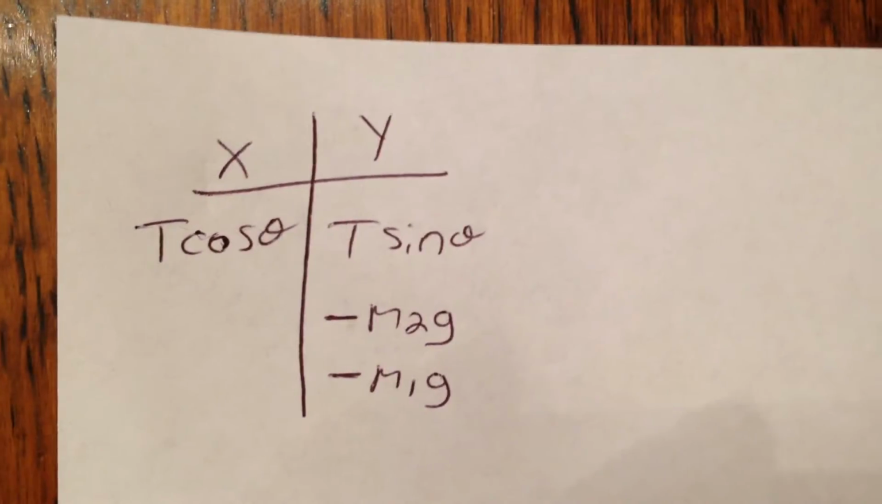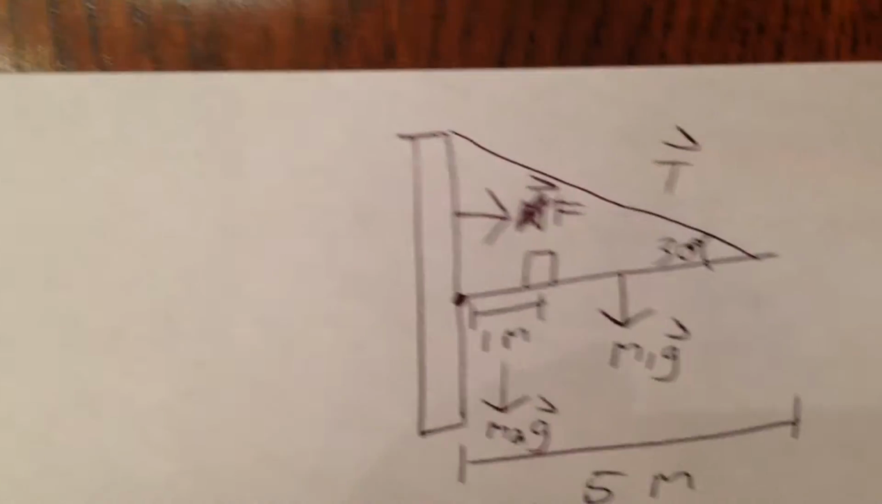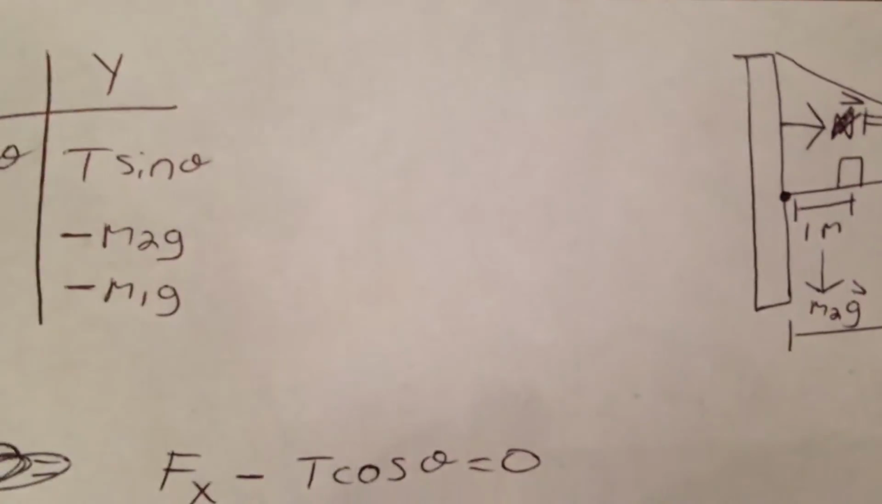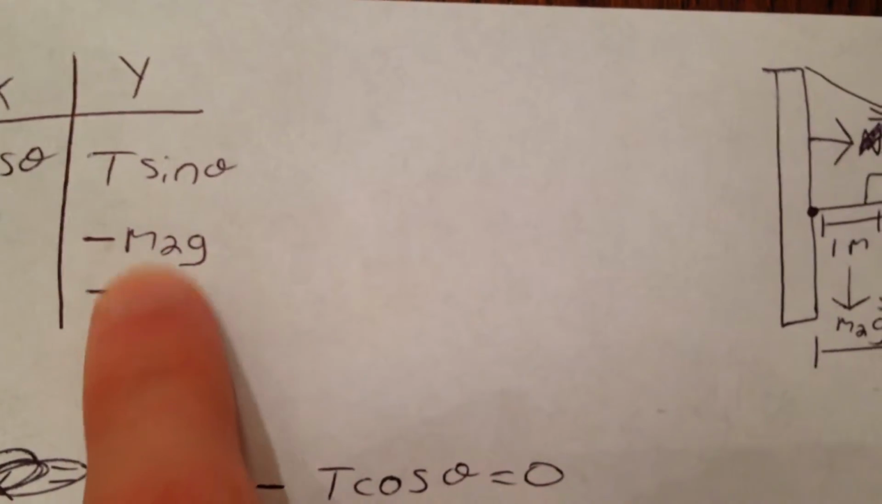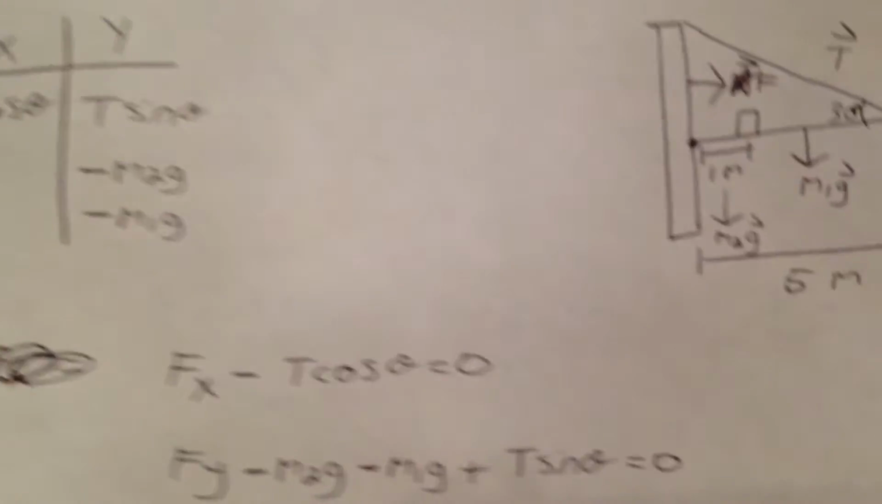Okay, so I broke this up into x and y components. You see the x component, T cosine theta. It's adjacent to it, so it's cosine. T sine theta, it's opposite of it, so it's sine. And it's minus these two because they're traveling in the negative y direction.